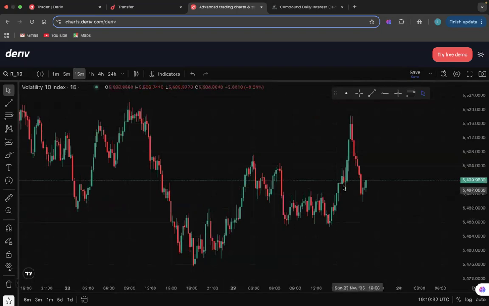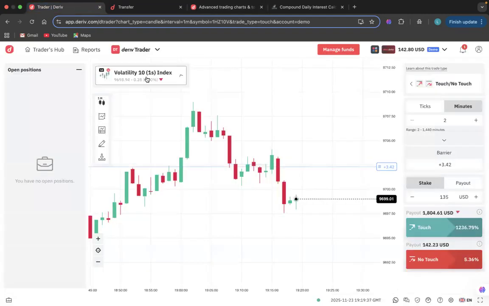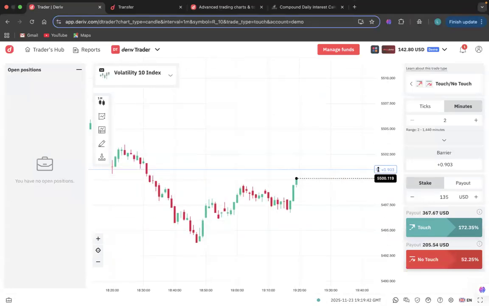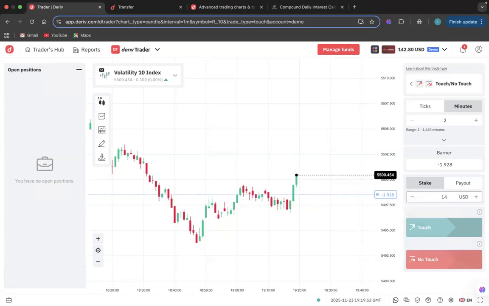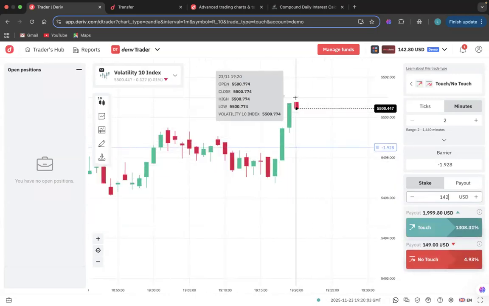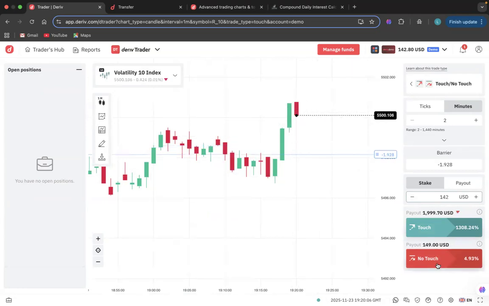Okay, look at this one. Let's see if we can take a trade on this one. Volatility 10 index. All right, so let's see. 142. Remember, guys, we started with $100 yesterday. We're probably going to take a trade in the next. We're waiting for a push to the upside on this candle before we actually enter this trade.